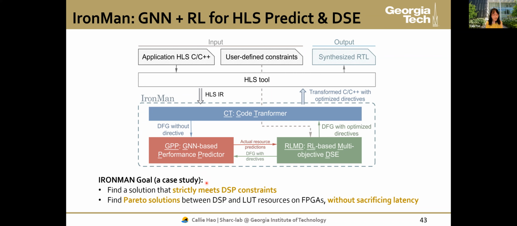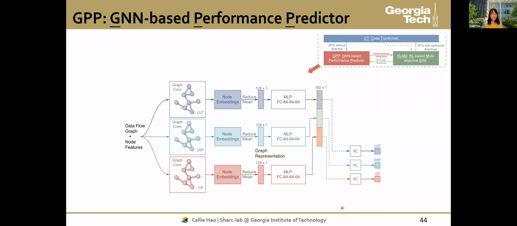So here, the IronMan goal is we want to find a solution that can strictly meet DSP constraints, and also can find Pareto solutions between DSP and LUT resources without sacrificing the latency. So let me break it down into parts to see what's really happening inside.